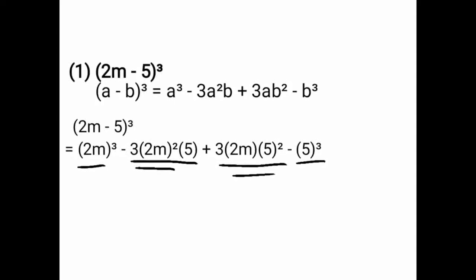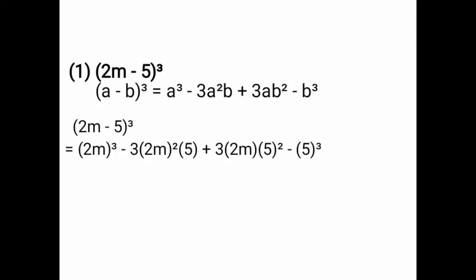In the next step, the cube of the variable remains the same. m cube will remain m cube. Cube of 2 is 8. So here I got 8m cube. In b cube, 5 cube is there. Cube of 5 is 125. 5 5s are 25, 25 5s are 125.